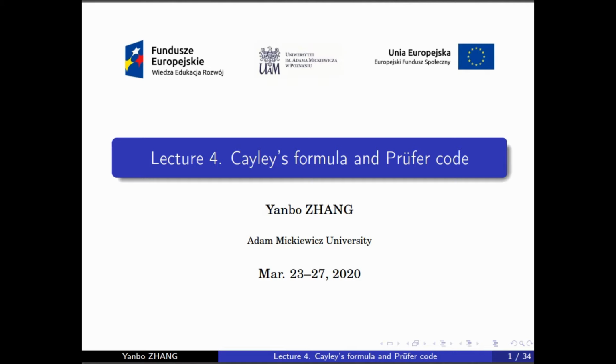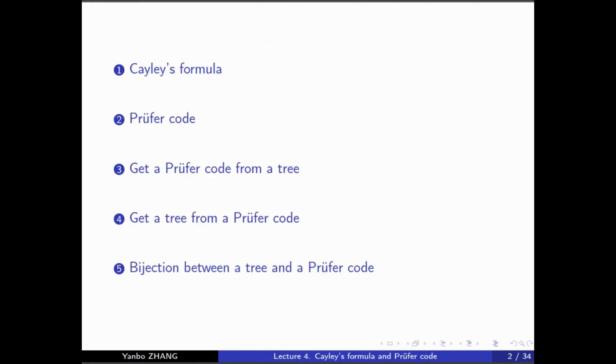In this video, we are going to learn Cayley's formula. The lecture is divided into 5 parts. First, we will learn what's Cayley's formula. To prove Cayley's formula, we need to know the Prufer code of a tree. Then, we will learn how to get the Prufer code from a tree and how to get a tree from its Prufer code. Finally, we will learn a proposition that there is a bijection between a tree and its Prufer code.